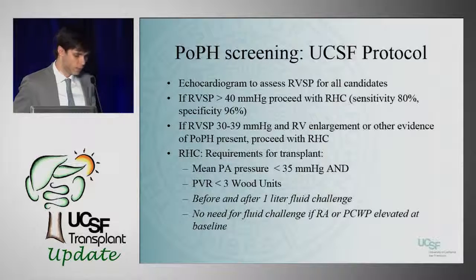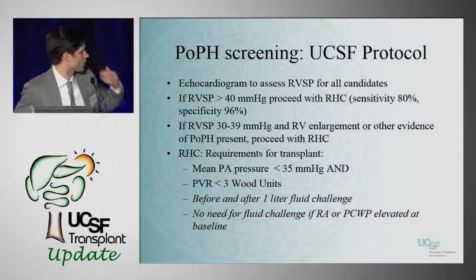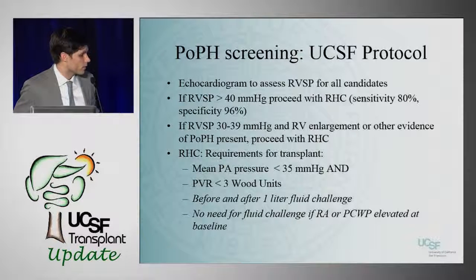So because of that, we aggressively screen patients at UCSF. We have this protocol we use, echo for all, and then we use a right ventricular systolic pressure cutoff of 40 to decide if they need further screening. If the RV pressure is not that high, but there's something like a right ventricular dilation or other evidence of pulmonary hypertension, we'll also screen with the cath.